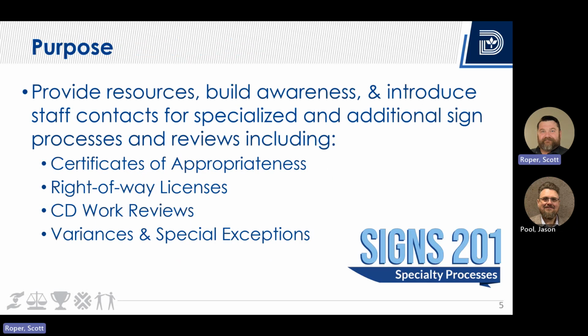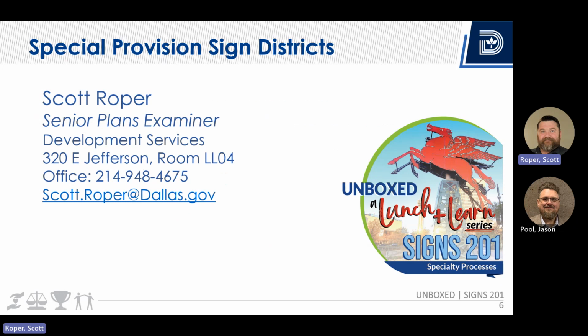So again, the purpose of this is to give you guys some resources and make you aware and introduce you to some of the staff that's involved in some of the specialty sign processes. Of these, we've got certificate of appropriateness or certificates of appropriateness, right-of-way license, CD work reviews, and variances and special exceptions. So with that, I'm going to turn it over to Scott Roper, the senior plans examiner. He's going to kind of be heading up the sign team. And he's going to move forward with special provision sign districts.